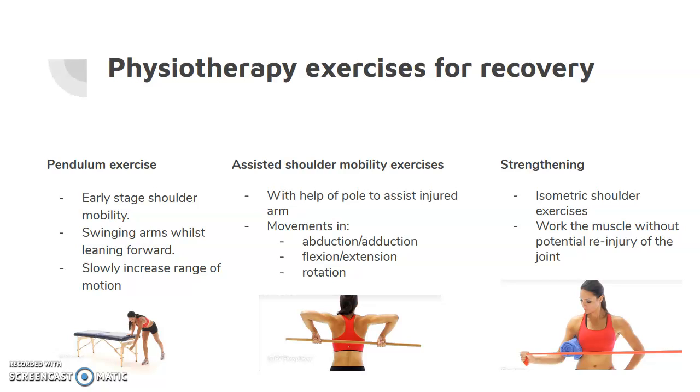Physiotherapy exercises for recovery. After a dislocation, the first step in rehabilitation is the pendulum exercise. This is an exercise that's very good for the early stage of shoulder mobility. The exercise is performed by slowly swinging your arm backwards and sideways while leaning forward and gradually increasing the range of motion. Once the shoulder has started to heal, the next step would be to move to assisted shoulder mobility exercises. This involves using your good arm or a pole to assist the injured arm.